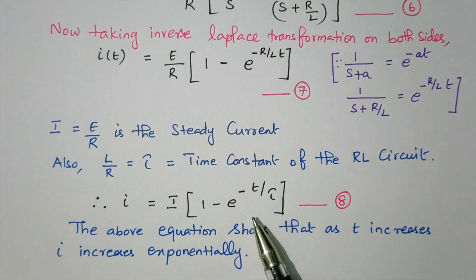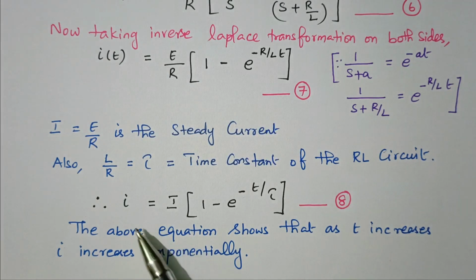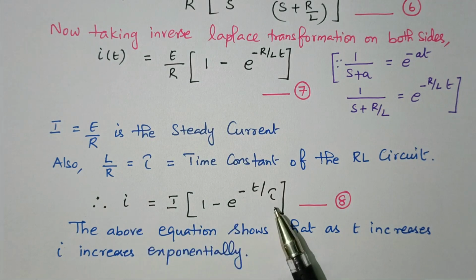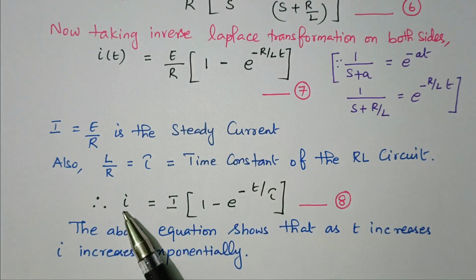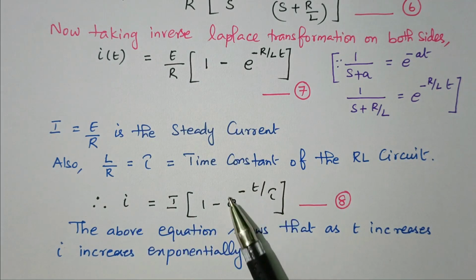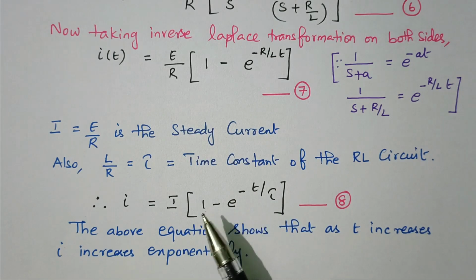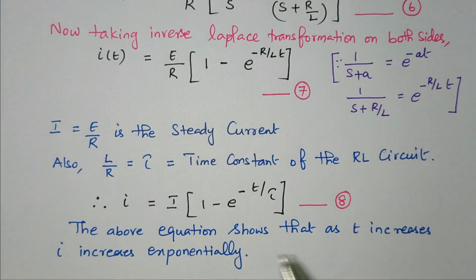By analyzing the nature of this equation, the above equation shows that as t increases, I increases exponentially. So when the time increases, current also increases exponentially. Actually this term is decreasing, but 1 minus is there, so that it is increasing, right. So t increases, I also increases. Now we'll go for further analysis.